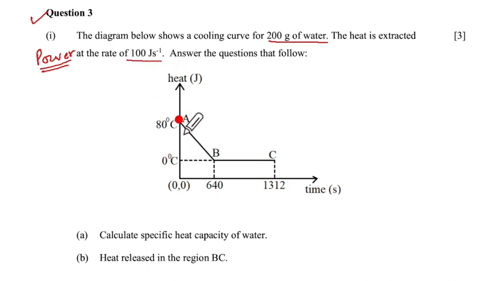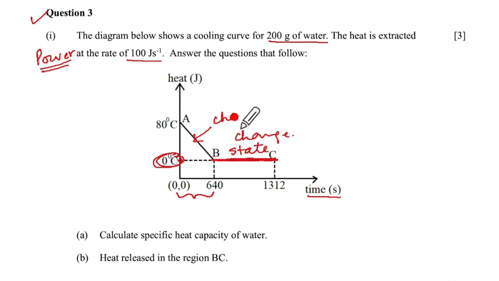Now from 80 degrees, the substance is cooling to 0 degrees C and the time it has taken is 640 seconds. And then from B to C, this is at 0 degrees C, means there is no change in temperature. So this is the change of state. Okay, and this AB is showing change in temperature. Now they are asking us to calculate the specific heat capacity of water. The mass is given as 200 grams.